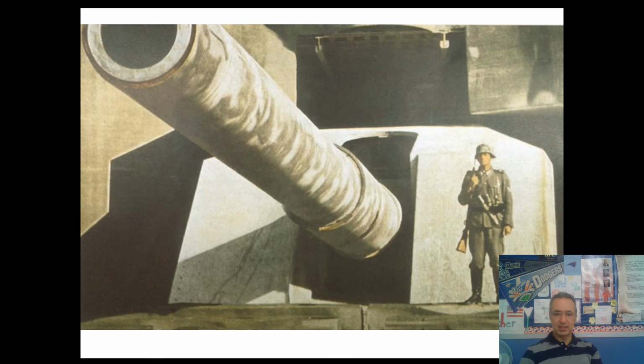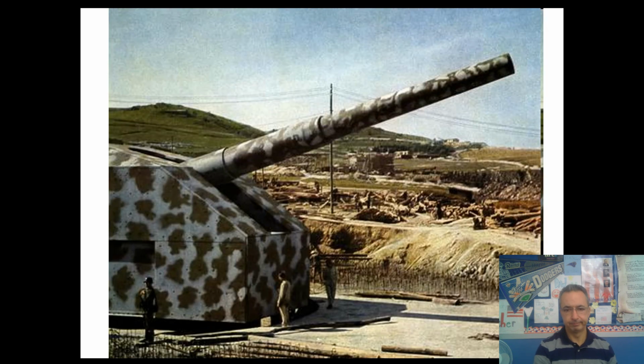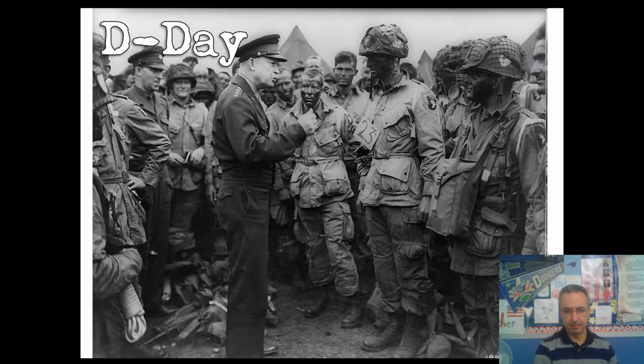Just look at the massive size of the barrel of that high-powered artillery. You can see the soldier standing next to it. Gives you kind of an indication of how large that was. Here's the Dover Cliffs. Those are in Great Britain. Here's a long-range gun again.